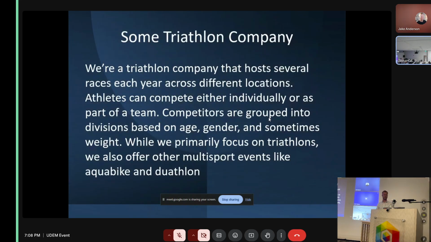With that, let's dive into an example. Let's say that we're a triathlon company. We love putting on races. Every year, we host several races at different locations. Athletes can compete either individually or as part of a team. They're grouped based off of division, age, gender, sometimes weight. And while we mostly do triathlons, sometimes we do other multi-sport events, a duathlon, or an aquabike, something like that.